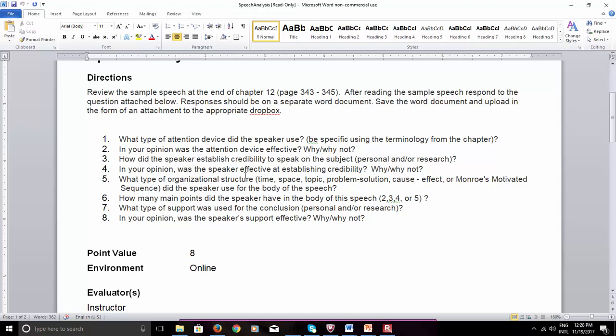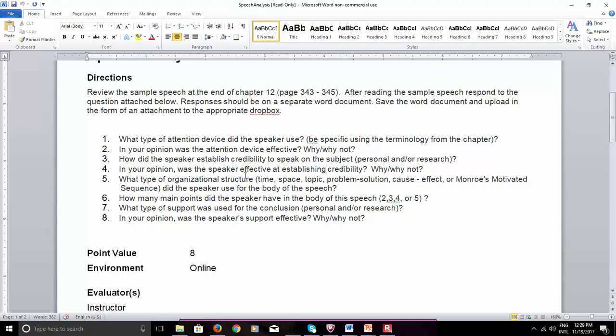You are going to be analyzing the attention device that the speaker used, and then answering the question, what type of attention device did the speaker use? In your opinion, was the attention device effective? Why or why not? How did the speaker establish credibility to speak on the subject, personal and or research? In your opinion, was the speaker effective at establishing credibility? Why or why not? What type of organizational structure did the speaker use for the body of the speech?